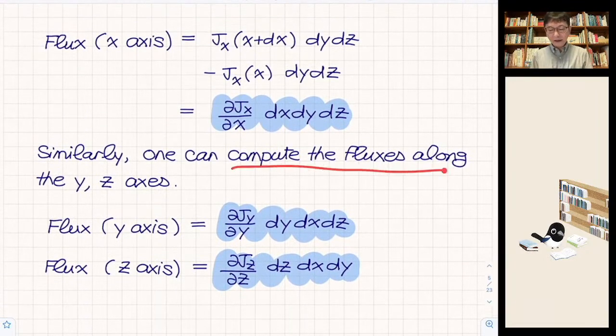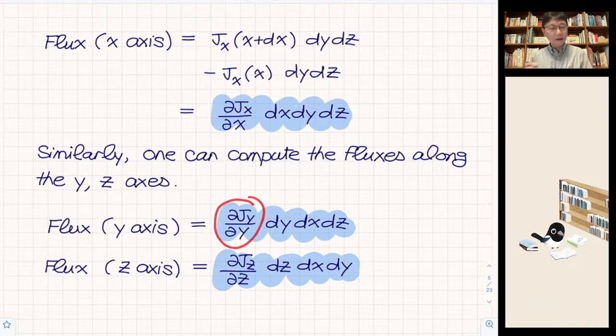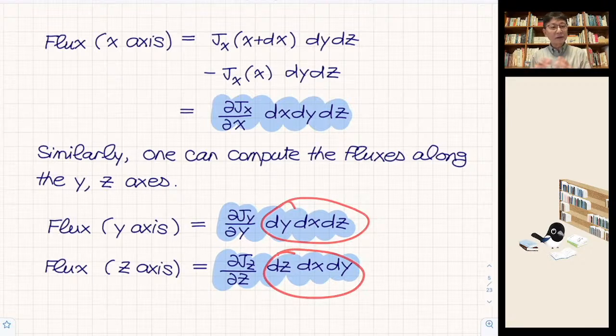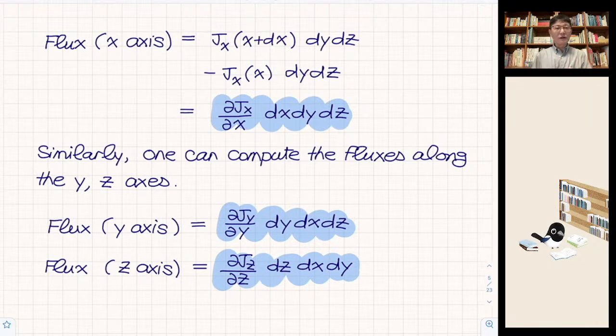Similarly, one can compute fluxes along the y and the z axis. For flux along the y axis, you repeat exactly the same calculation. You get a partial derivative of Jy with respect to y. For the z direction, you get a partial derivative of Jz with respect to z. And all of them follow basically the same modifications of dx, dy, and dz, and thus give you the volume element. So now, after performing all the calculations, you have the flux through the three independent directions.